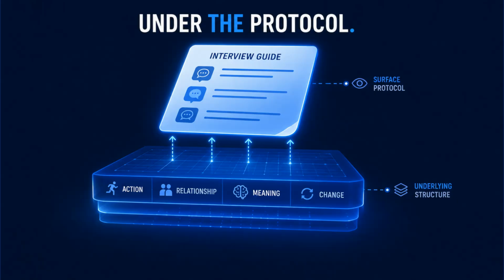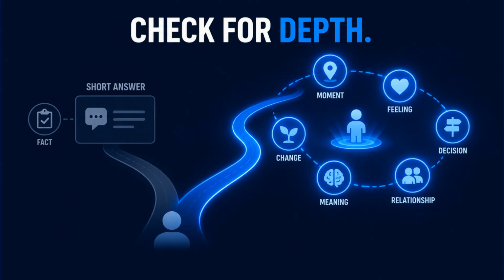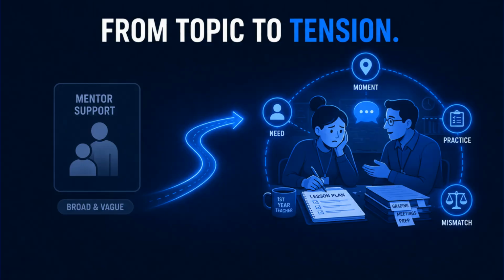It shows what the interview must make room for so the research question can be answered with depth rather than surface-level description. Use a self-check as you build your own layer map. If a layer can be answered with a short factual response, it may be too thin. If it invites a participant to describe a moment, feeling, decision, relationship, meaning, or change, it is more likely to support qualitative depth. For example, mentor support may be too broad. A stronger experiential layer might be moments when mentor support did or did not match what the teacher needed in practice. That version surfaces lived tension, not just the presence of support.